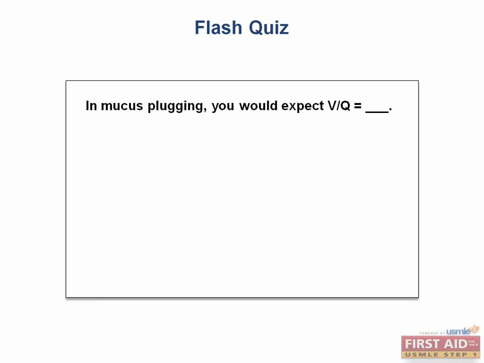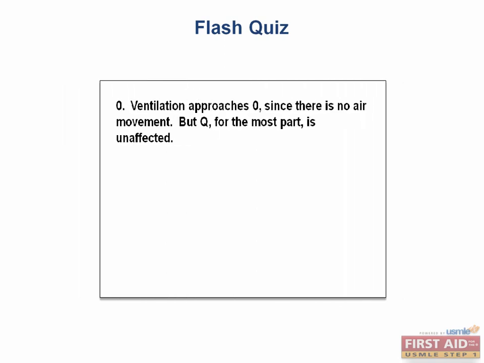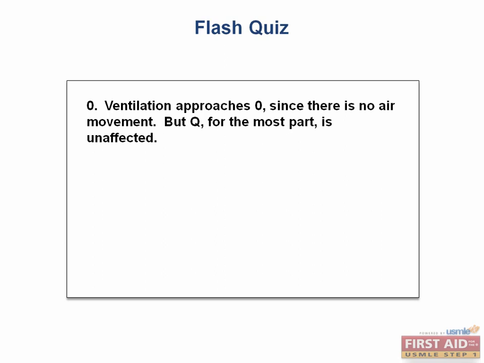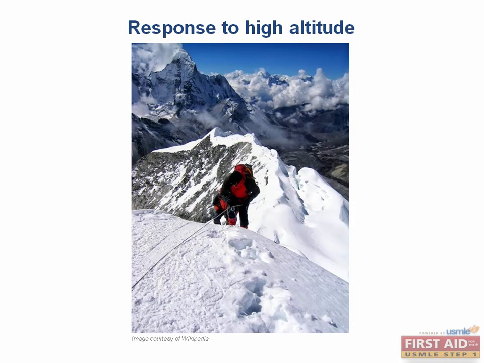Flash quiz. In mucus plugging, you would expect the VQ ratio to be 0. Ventilation approaches 0 since there is no air movement, but perfusion for the most part is unaffected. This topic is high yield because the physiology is so clinically relevant and testable, so be advised that this can definitely show up on your exam.